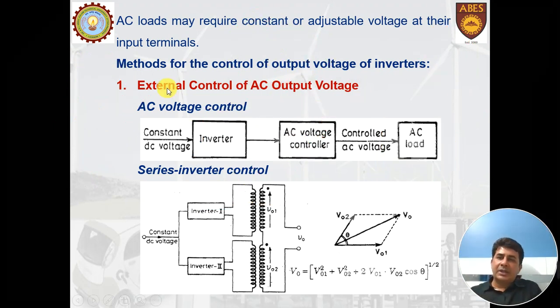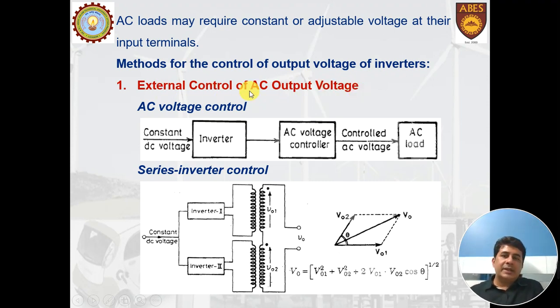Now let's start with the first method, external control of AC output voltage. External control means the inverter has given the voltage here, and you apply whatever control you want after this point. Now, after this point, there can be two methods. One is you can use an AC voltage controller, and the second is you can use series inverter control. Here, you got the voltage. After this, you connect an AC voltage controller. This voltage controller will convert this voltage into the controlled output and it will be fed to the load. So it will be a two-step conversion: DC into AC, then AC is controlled by the AC voltage controller, then finally it is fed to the load. So this is one way.